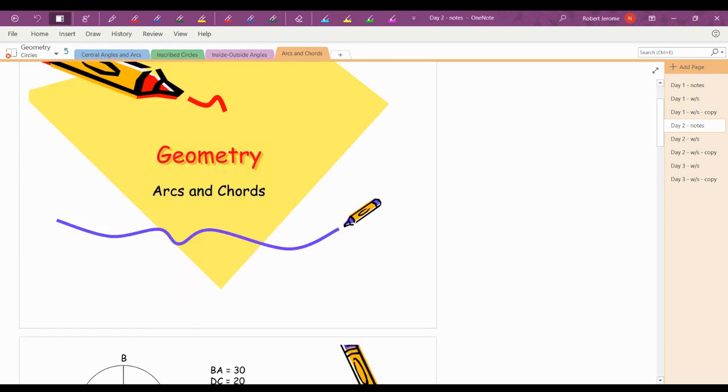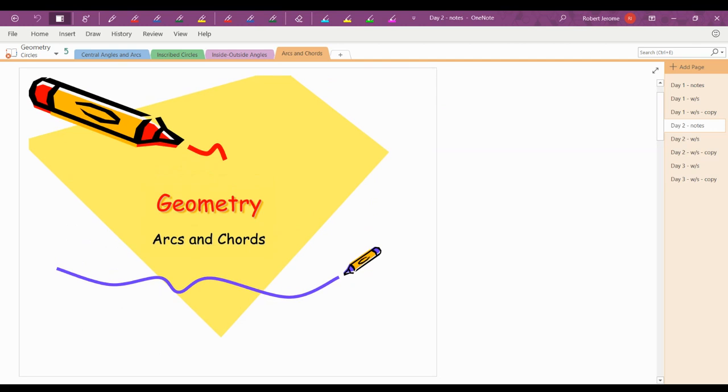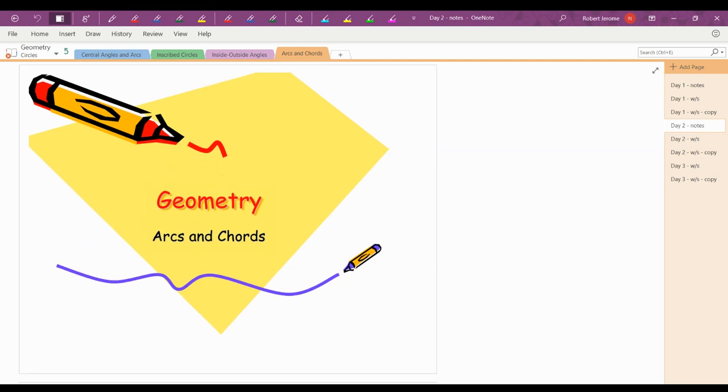I want you to keep in mind the 3 rules or properties when it comes to arcs and chords. 1, if 2 chords are the same distance from the center, then they are congruent. 2, if 2 chords are congruent, then their arcs are congruent. And 3, if a diameter or part of a diameter is perpendicular to the chord, it bisects the chord and its arc. That's going to be a big focus for today.